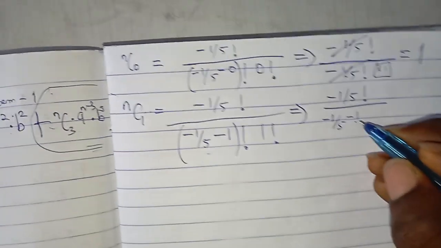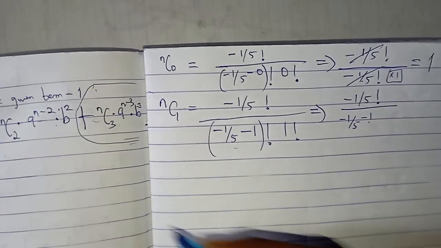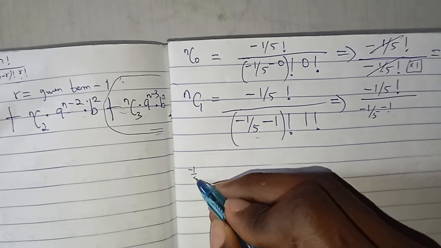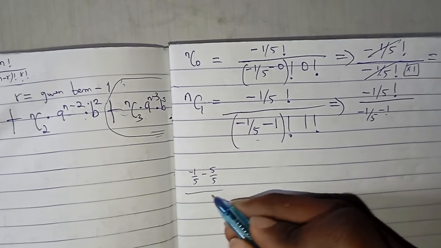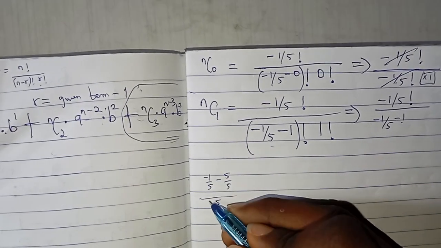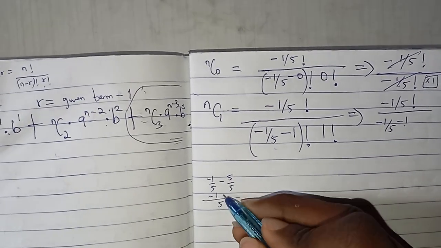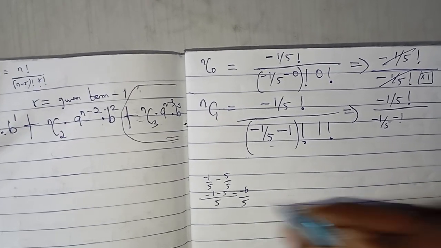Like my student said, we can do this as minus 1 over 5 minus 5 over 5, so that the LCM we have here is simply 5. So this becomes minus 1 minus 5, which is minus 6 over 5.